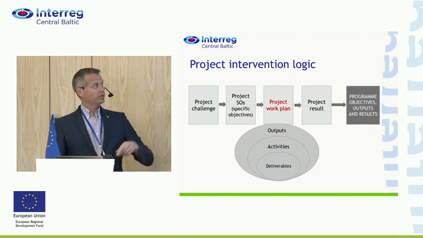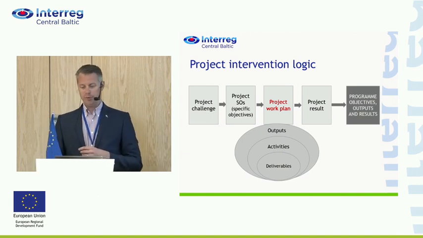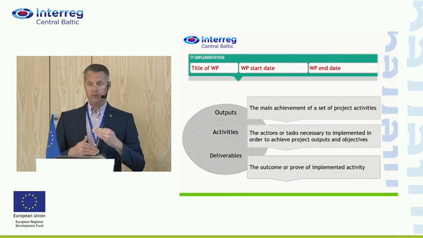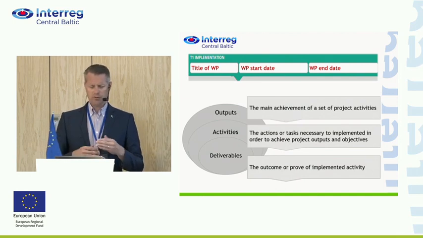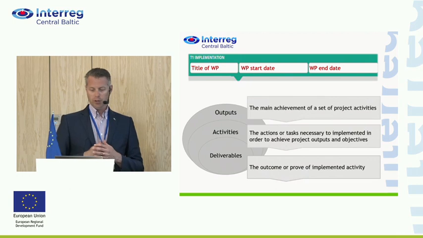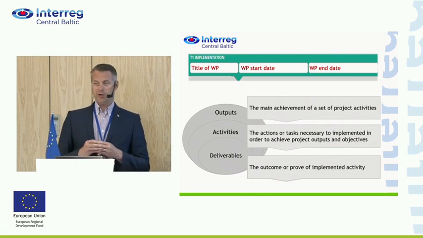Intervention logic. We are now in the work plan phase, and outputs, activities, and deliverables are what you will be defining on work package level. You will have some main achievements of the work package. A set number of project activities will constitute your output for this work package. You will achieve this through different kinds of activities, the tasks that you need to take to achieve the outputs and your project objectives. And a deliverable, like I said, is the outcome of an implemented activity.